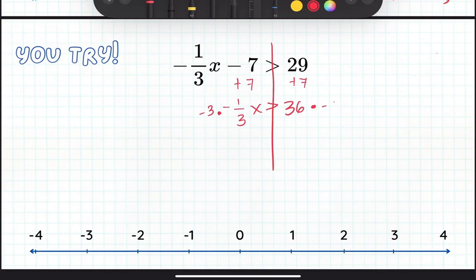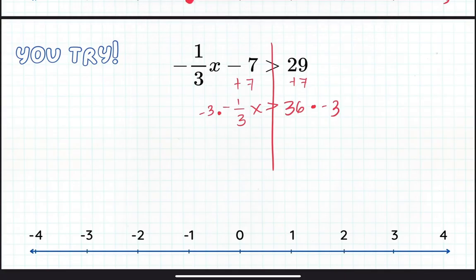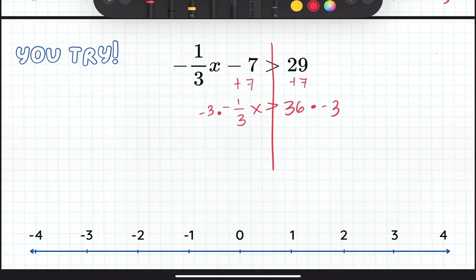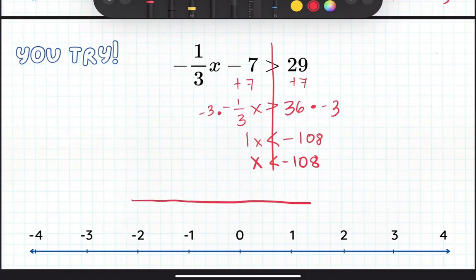So I'm going to multiply both sides by -3. And let's remember that when we multiply or divide by a negative, we are going to flip the sign. So we are left with 1x is less than -108. And then 1 times x is the same thing as just x, so we could write this as x is less than -108. And that's it. I obviously can't graph this on my number line, so let's create a new one.